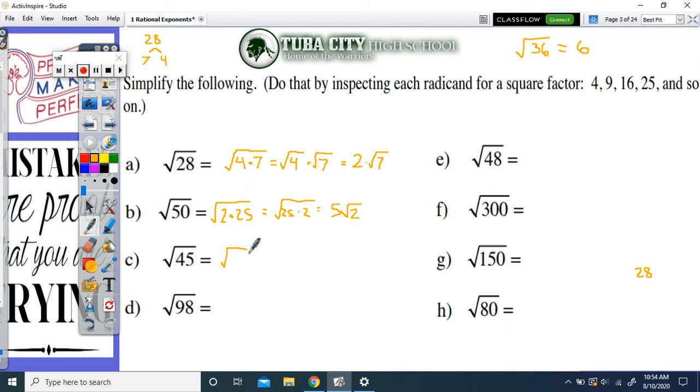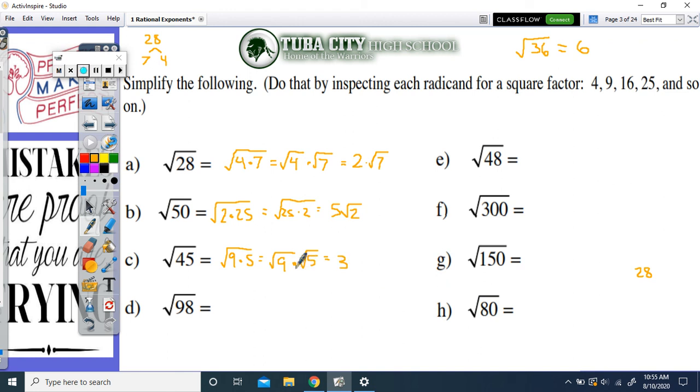Now I'm going to put my square number first: 9 times 5. So 9 is my square number because we know that 9 is 3 times 3. In this case, I am going to break them apart so that they are each in a radical. So again, this equal sign means that these two things are the same thing: 9 times 5, 9 times 5, and they all have the square root symbol, the radical. But we can take the square root of 9. So that would be 3.